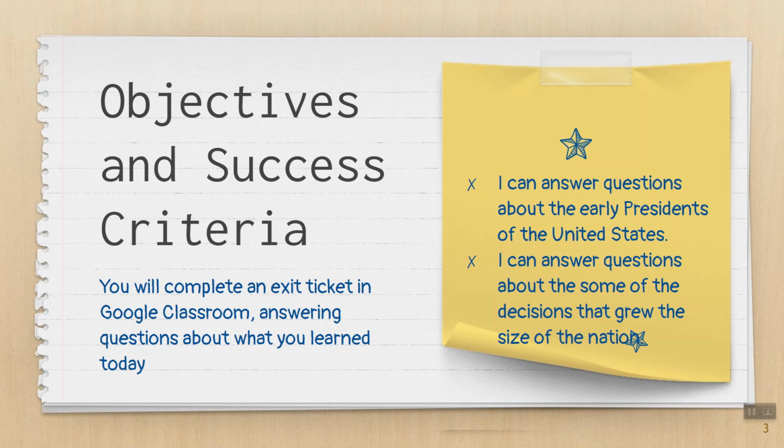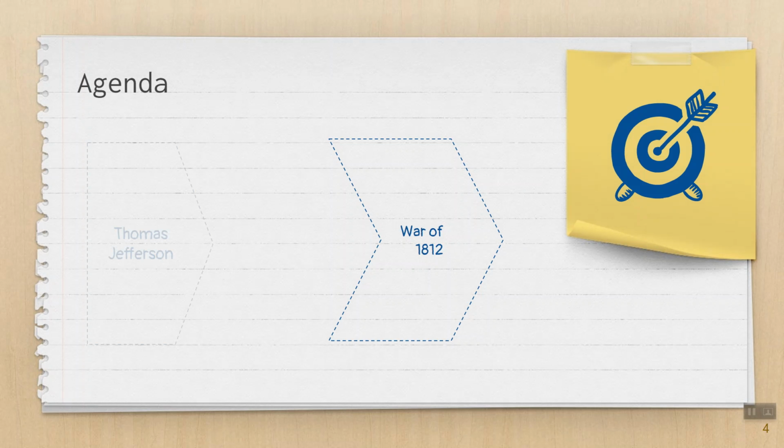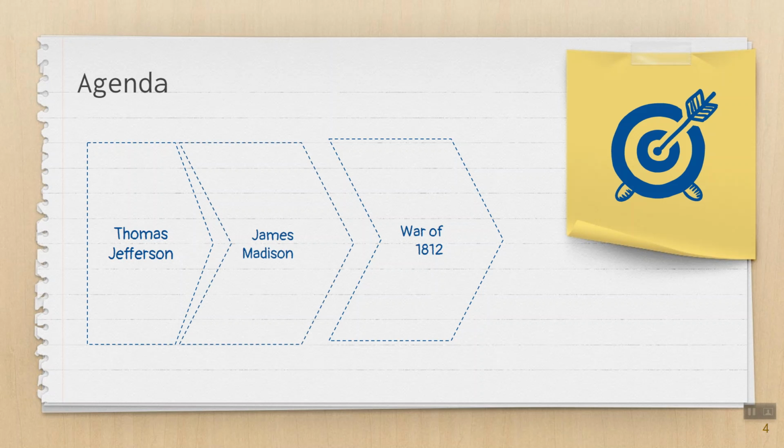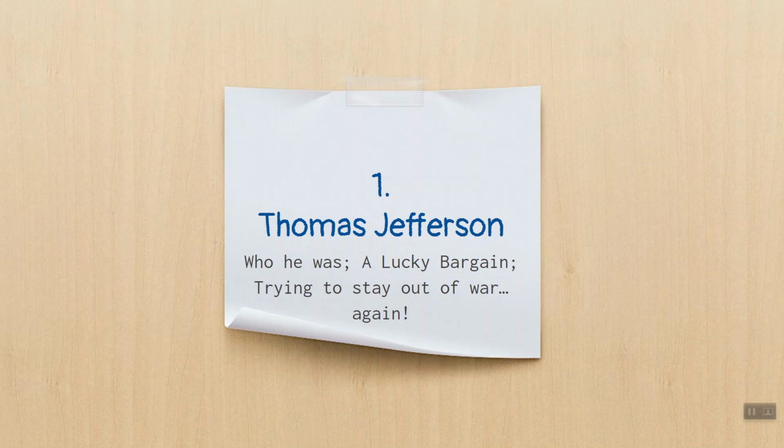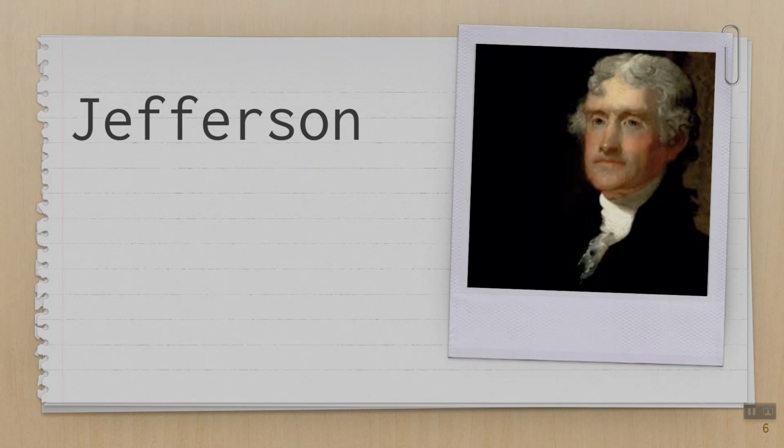Okay. So our agenda for today is we're going to talk about Thomas Jefferson. We're going to talk about James Madison, and then, as what was on the screen already, we're going to talk a bit about the War of 1812. So, Thomas Jefferson, let's talk about who he was, something that he did, a lucky bargain. He was a lucky bargain, meaning that he got a deal, and then trying to stay out of war again. So these are some big things that happened while he was a president.